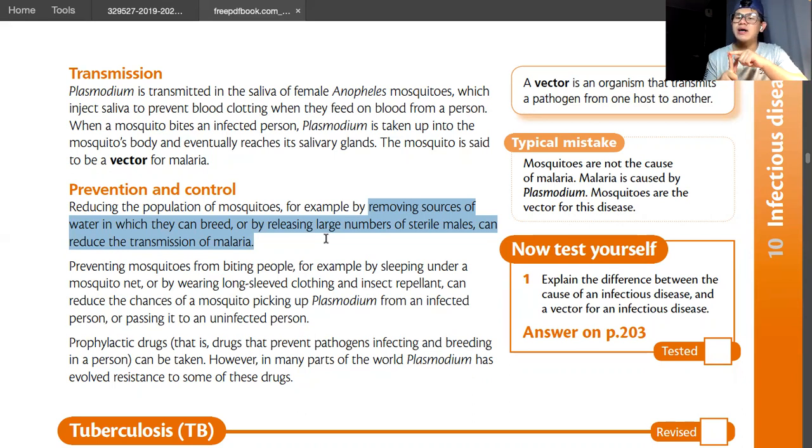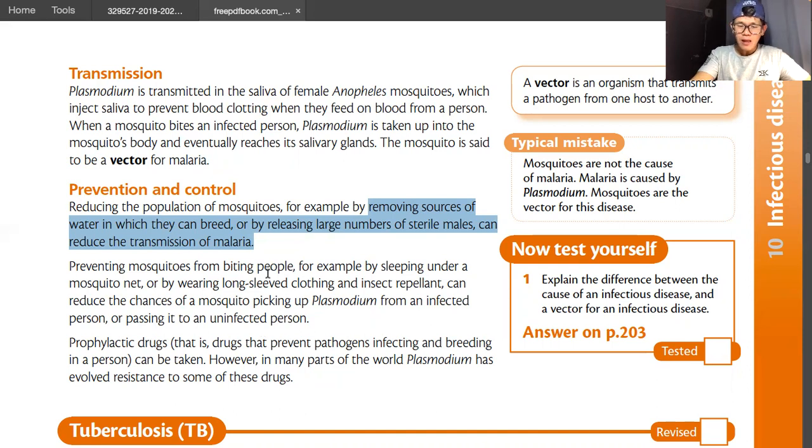Number two is by releasing a large number of sterile males. What does sterile males mean? It means mosquitoes that are infertile. So the sperm of that mosquito is not viable. Okay, so they can make eggs, but you cannot fertilize the egg. If you cannot fertilize the egg, the number of mosquito babies is reduced. So if the number of mosquito babies is reduced, there will be fewer mosquitoes. Fewer mosquitoes, less malaria.